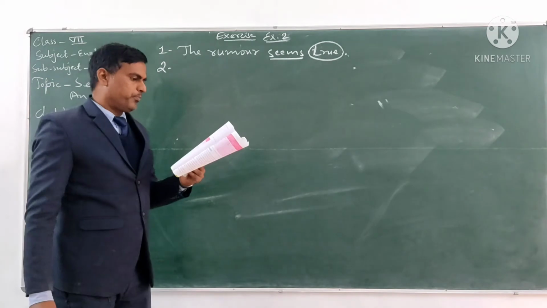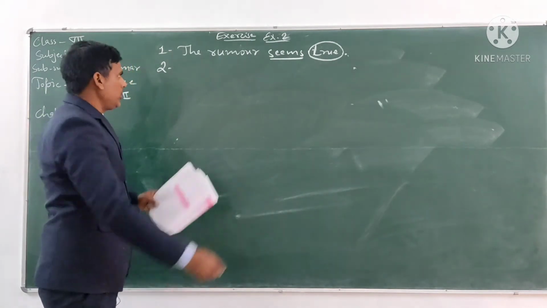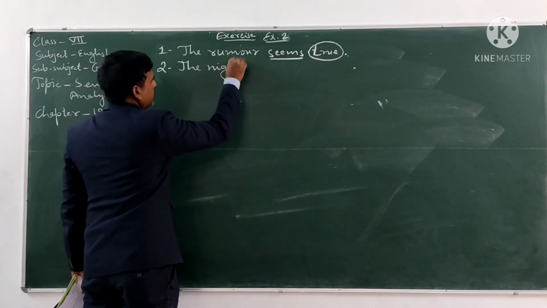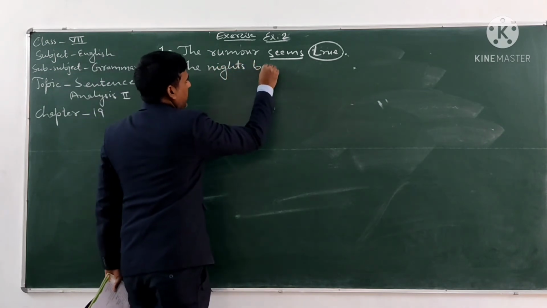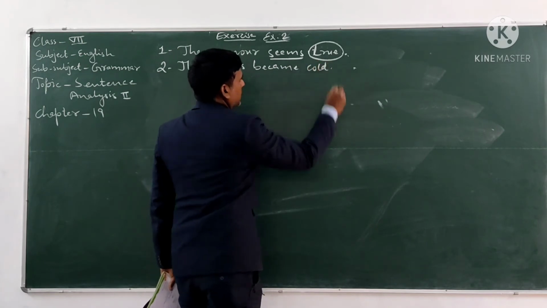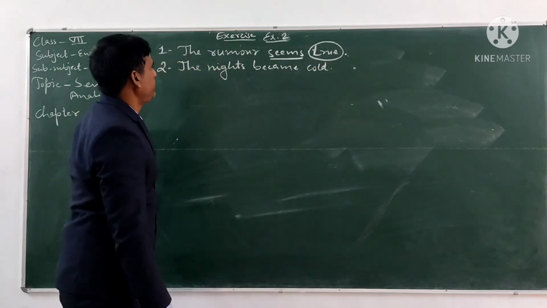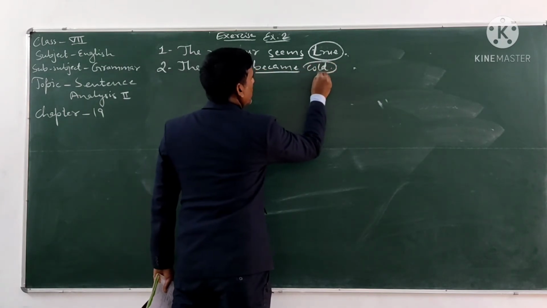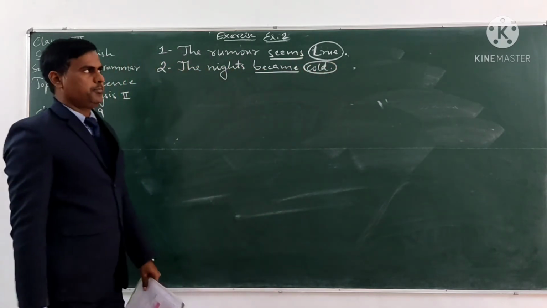Sentence number 2 is, the nights became cold. In this sentence, became is the verb and cold is the complement.